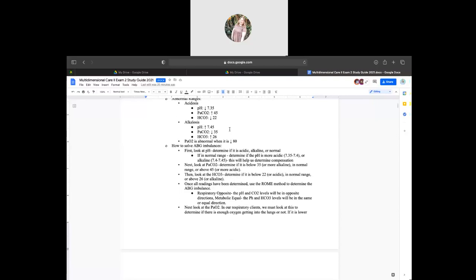In alkalosis, your pH is going to be above 7.45. Your PaCO2 is going to be lower than 35, meaning you have less acid in your body and you are more basic. And bicarb is going to be high, of course, because you're in a basic state. PaO2 is abnormal when it's below 80 or above 100. The only time we'll see a high PaO2 is when you're in an alkalosis state.